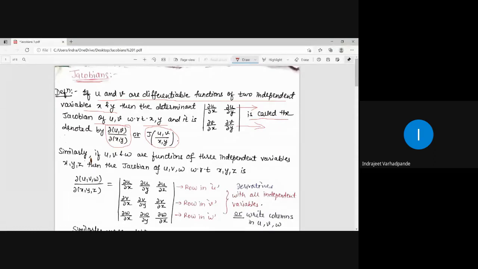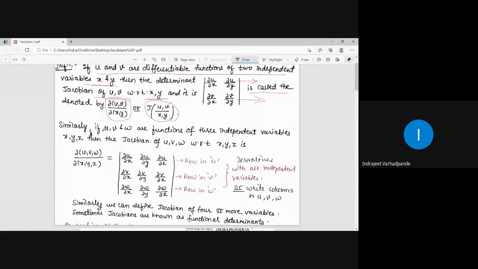So u and v are differentiable functions of two independent variables x and y. Then the determinant del u by del x, del u by del y, del v by del x, del v by del y is called the Jacobian of u and v with respect to x and y, which is denoted by del of uv upon del of xy.